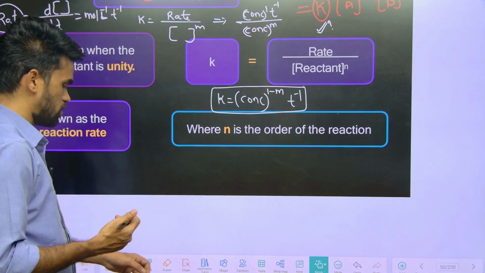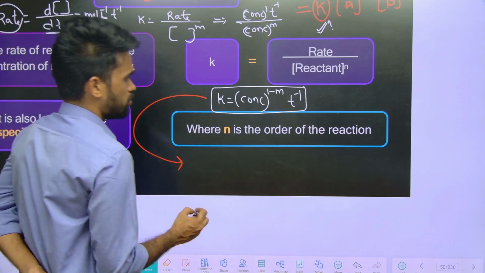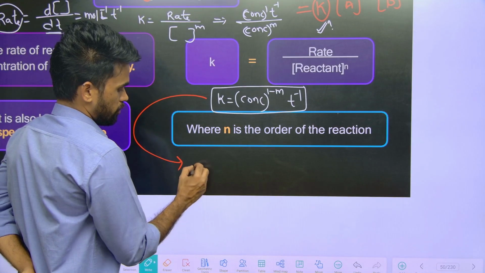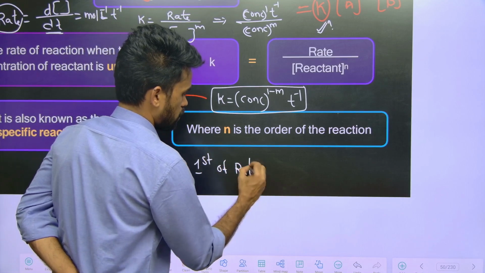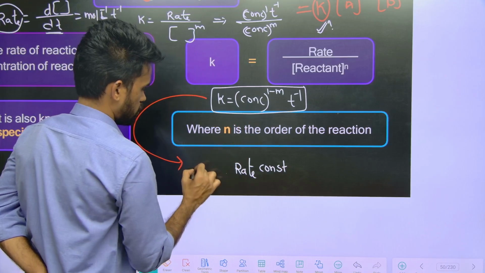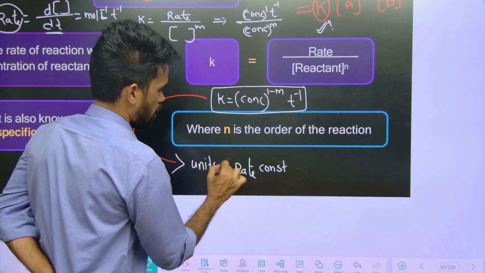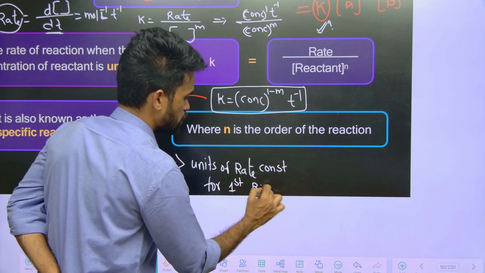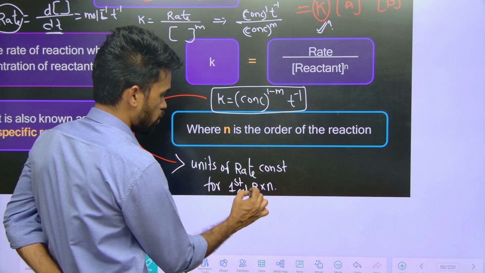The use of rate constants, for example, I will give a question. Let us take the units of rate constant for a first order reaction. Which reaction am I saying? First order reaction. So how are you going to do this?